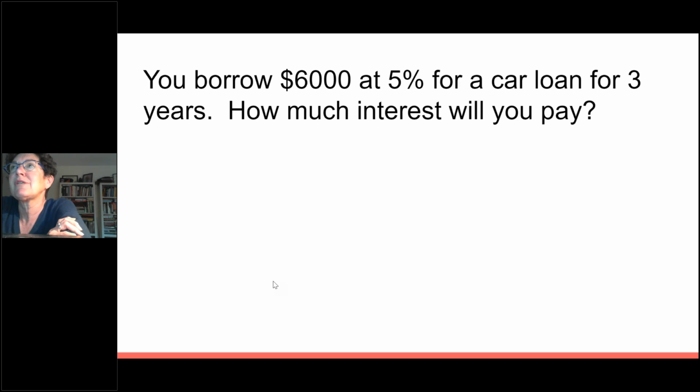So remember when you're taking the test, that if you're not sure you remember which formula to use, they give you a formula sheet. So make sure that you go back and check. So let's see, how would we start? You borrow $6,000 at 5% for a car loan for 3 years. How much interest will you pay?